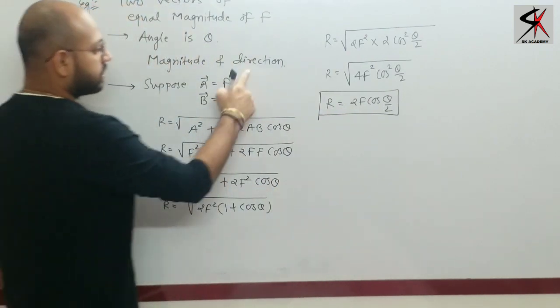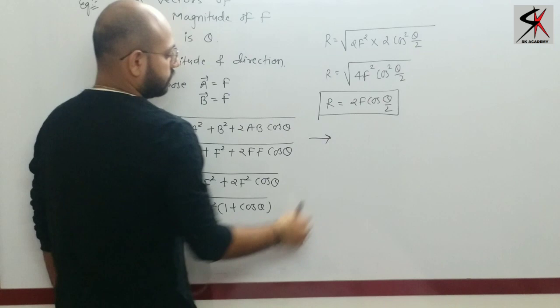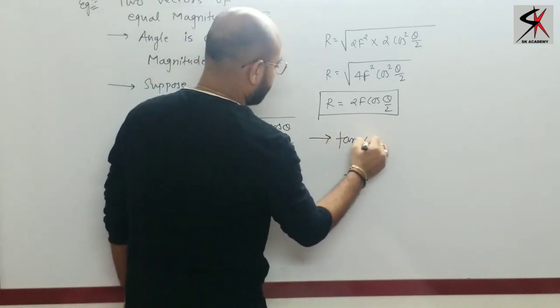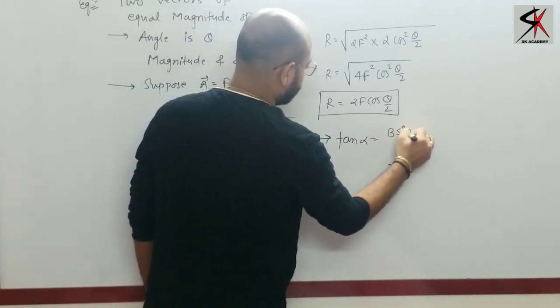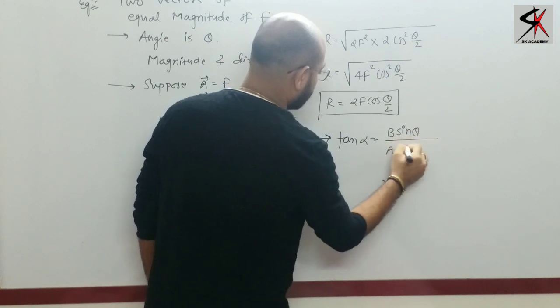Now for its direction, we have the equation tan alpha is equal to b sin theta upon a plus b cos theta.